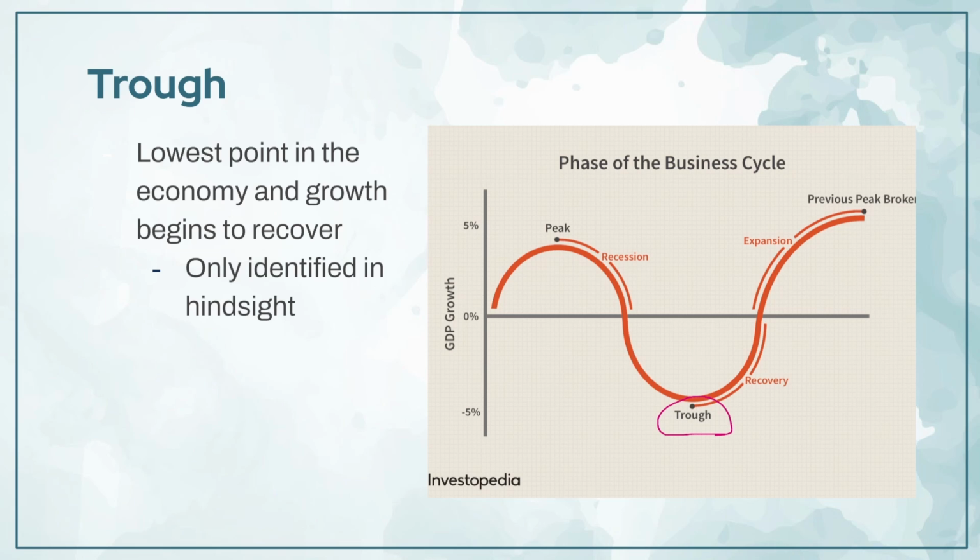Confidence must be restored and usually requires intervention from government with the help of monetary or fiscal policy. The National Bureau of Economic Research is in charge of identifying these different time periods of the stages. And between 1945 and 2019, the average expansion has lasted about 65 months, whereas the average recession has lasted about 11 months.